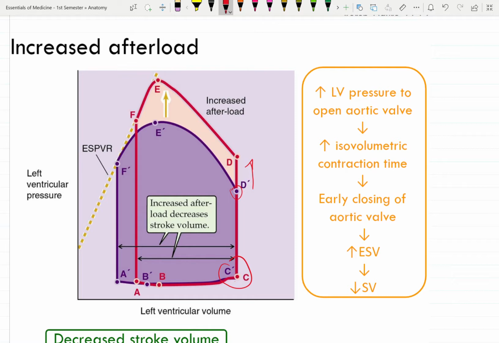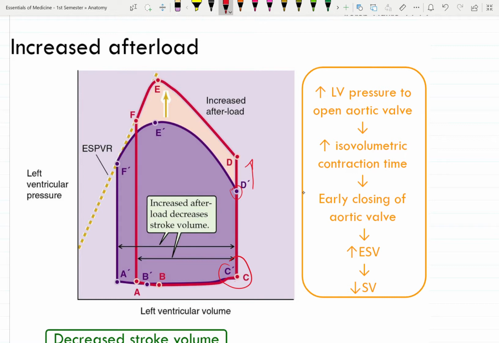And so as you can see, it's a little bit longer. That means the time is going to be increased, right? The isovolumic contraction time. And so that's the first thing that can be observed.